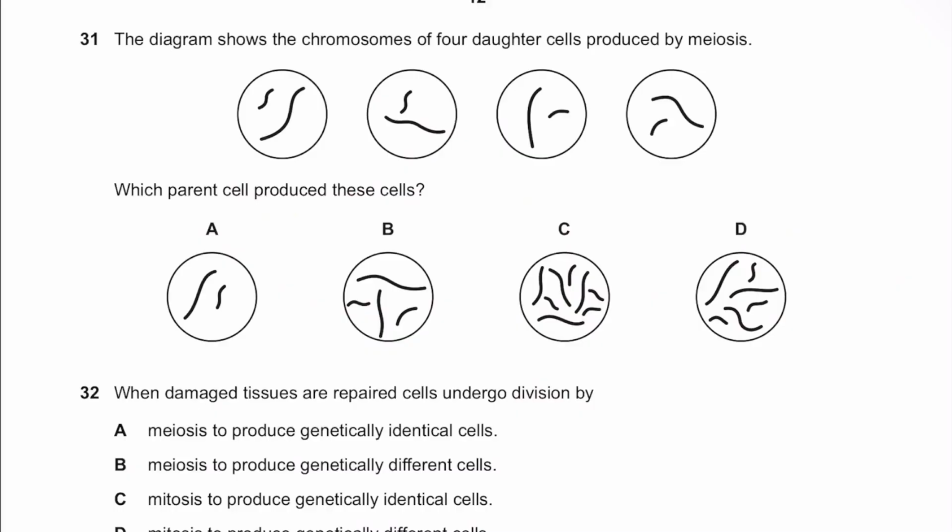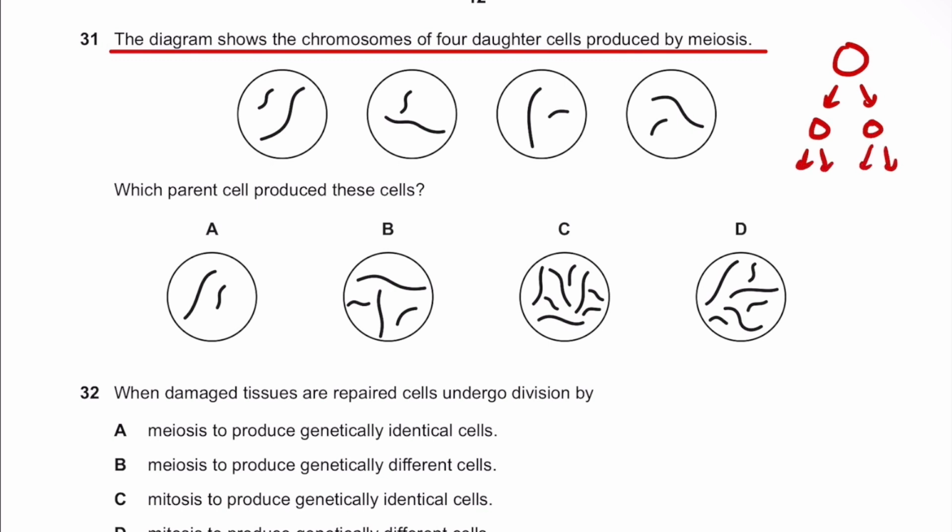Number 31. The diagram shows the chromosomes of 4 daughter cells produced by meiosis. Which parent cell produced these cells? So, meiosis. Meiosis is a cell division for sex cell production.